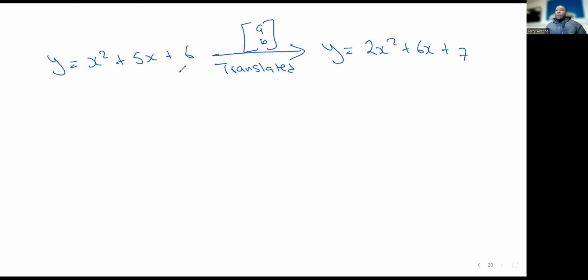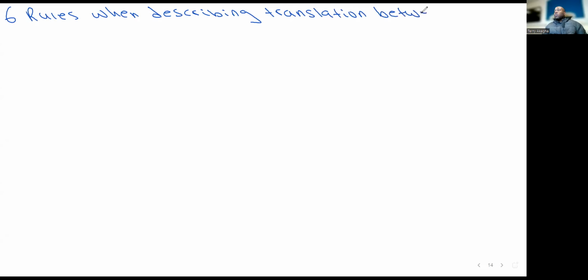So how do you go about it? I have the original quadratic equation and I have the final quadratic equation. How do I find the a and b? So let's get into it. I'm going to write the 6 rules when describing translation between 2 quadratic equations.